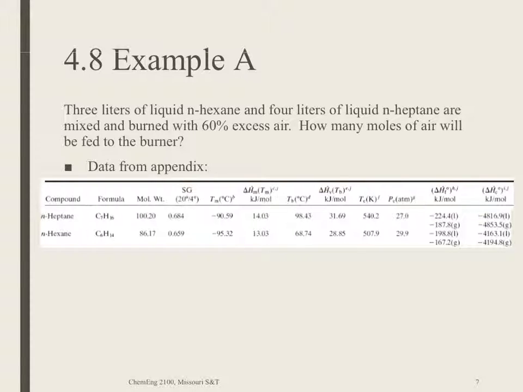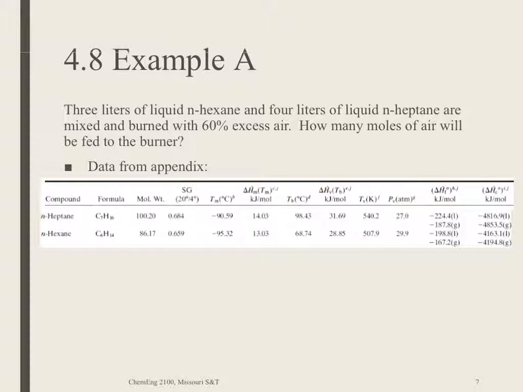Let's look at one quick example. We're going to do combustion of liquid hexane and liquid heptane. 3 liters of liquid hexane and 4 liters of liquid heptane are burned with 60% excess air, and we want to know how many moles of air will be fed to the burner.